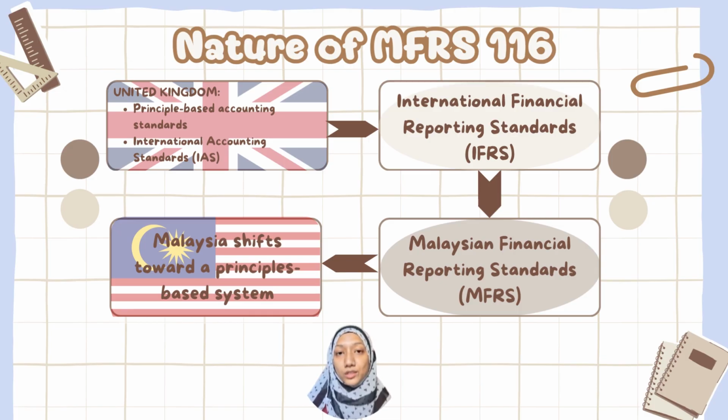Now, let us move on to the nature of MFRS 116. First and foremost, let us head back to the past on how Malaysia has come to establish the principles-based accounting standards. Malaysia's accounting standards are largely influenced by the United Kingdom and the International Accounting Standards Board, both of which promote principles-based reporting. The adoption of International Financial Reporting Standards, or IFRS, led to the development of the Malaysian Financial Reporting Standards, marking Malaysia's shift toward more flexible and judgment-driven standards.